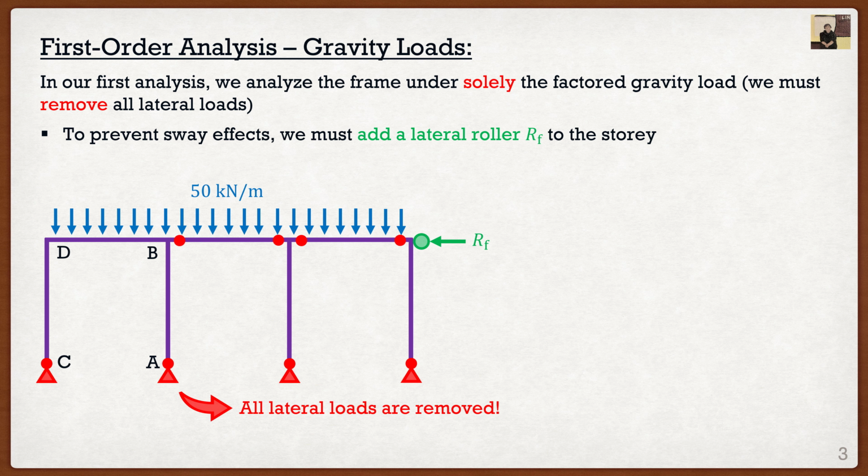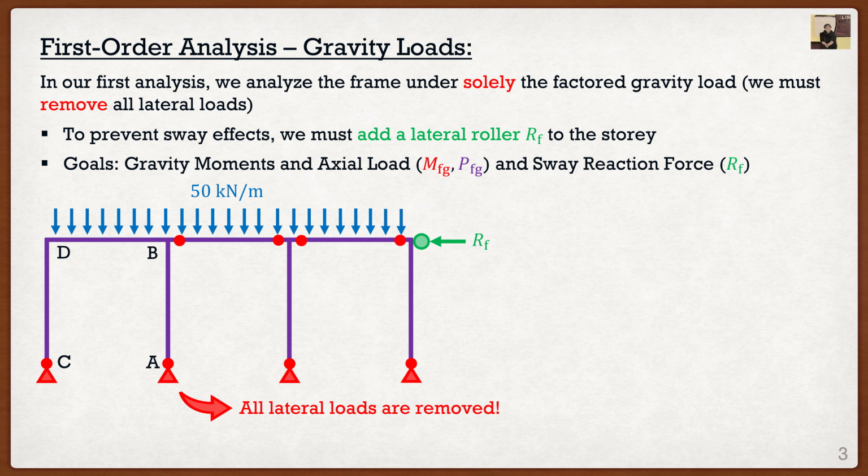Now this is going to be important because this roller force RF, we are actually going to need for our second analysis. So the whole goal of this analysis is to capture two different things. The first one is the gravity moments and axial load. So we're going to call this MFG, which is our moments under this gravity load, and PFG, which is our axial loads under this gravity load. As we're going to see, to determine the total design moment, we are actually going to need these two factors.